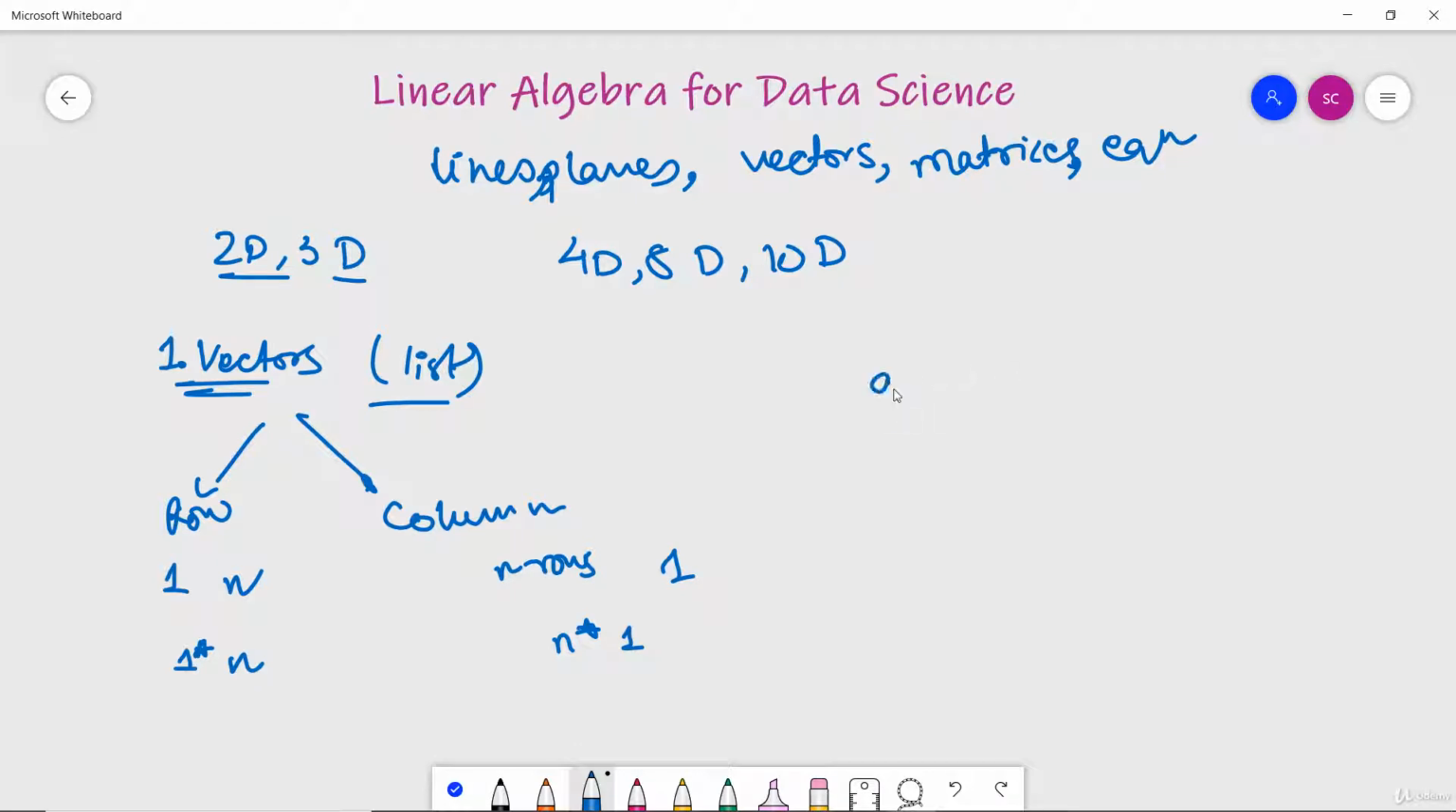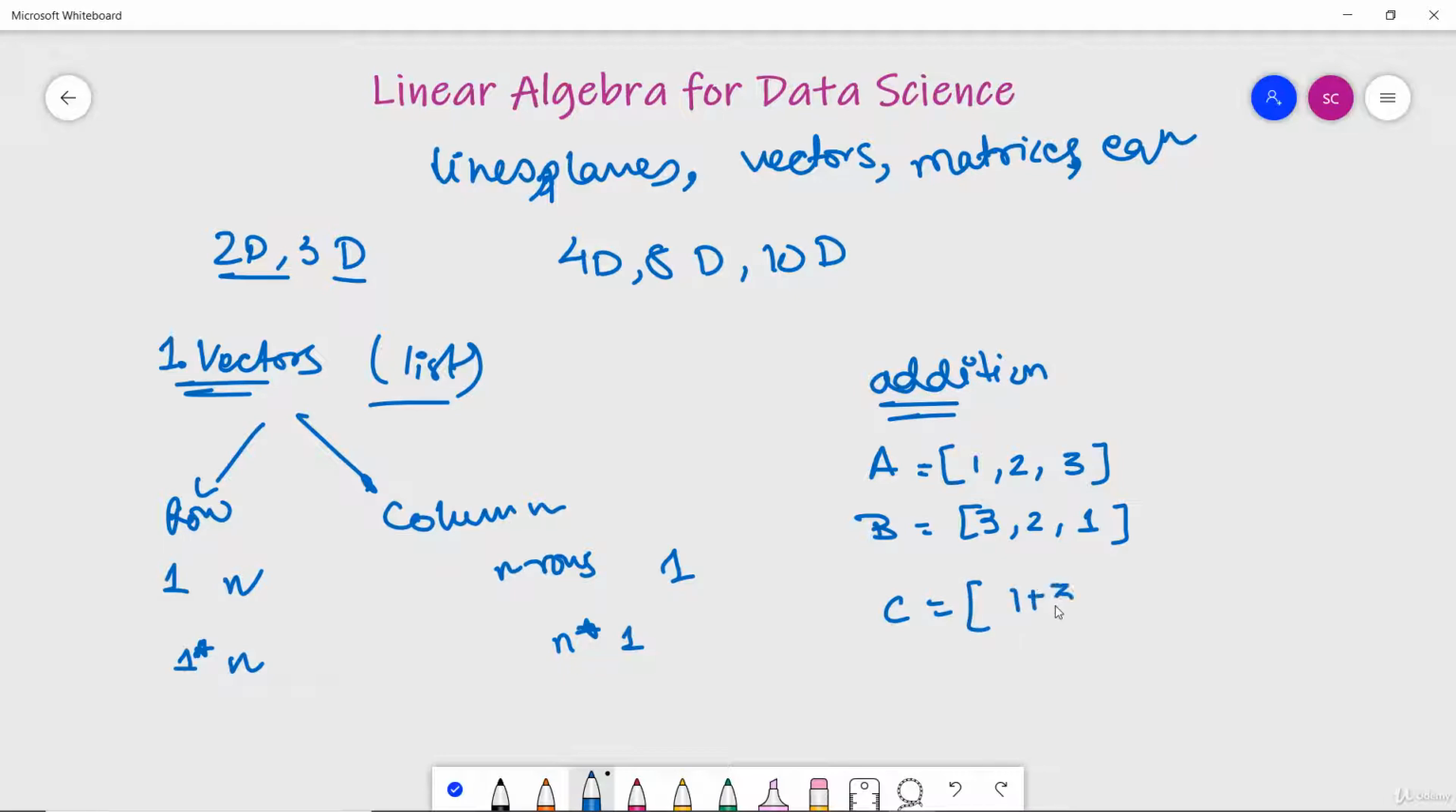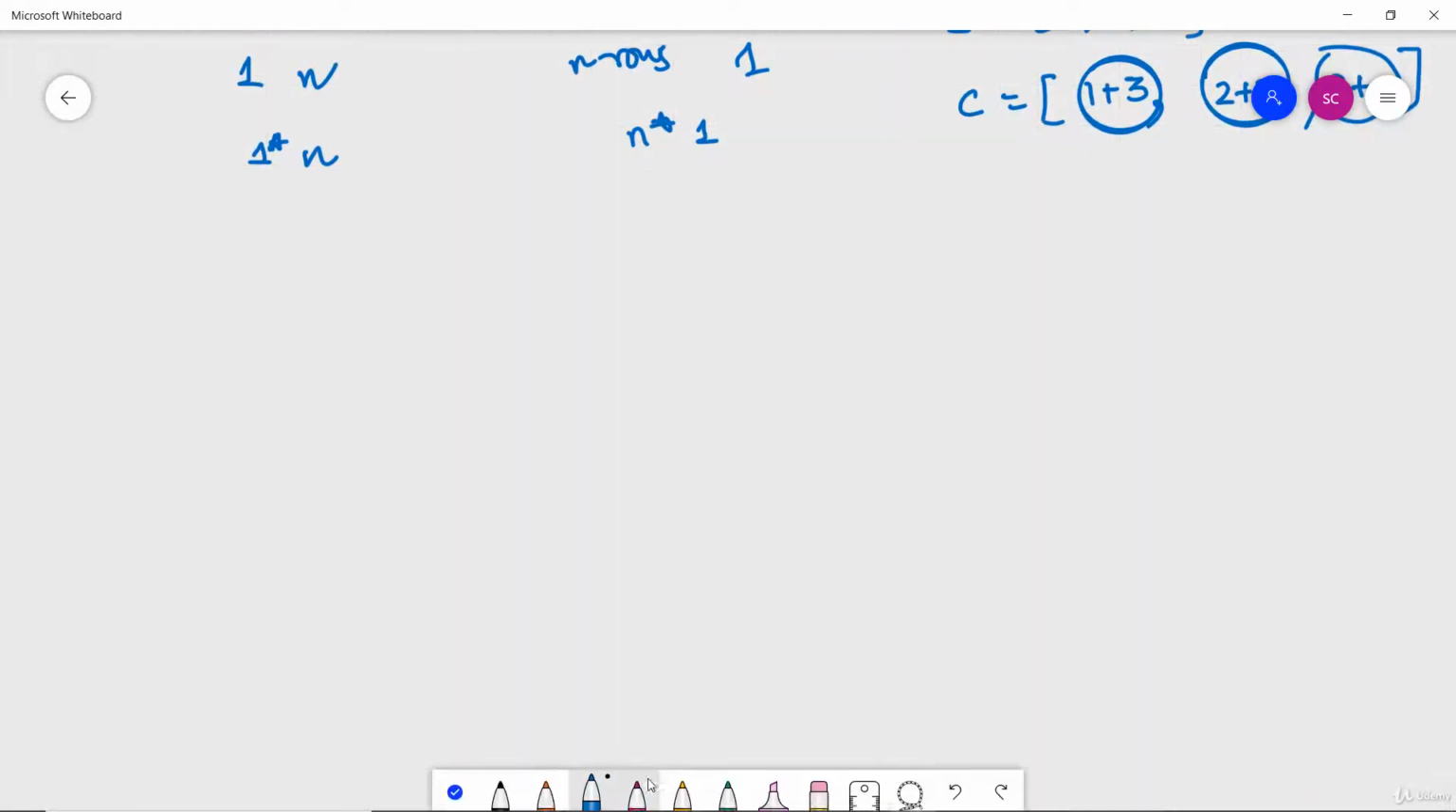Now when we come to vector addition, suppose you have two vectors. Let's say A is equal to 1, 2, 3 and B is equal to 3, 2, 1. If I want to add both vectors and put the result in a variable, we can say another vector C. So C will basically be the addition of 1 plus 3, the first elements, 2 plus 2, the second elements, and 3 plus 1, the third elements. So this sums up vector addition. Next we are going to discuss vector multiplication.